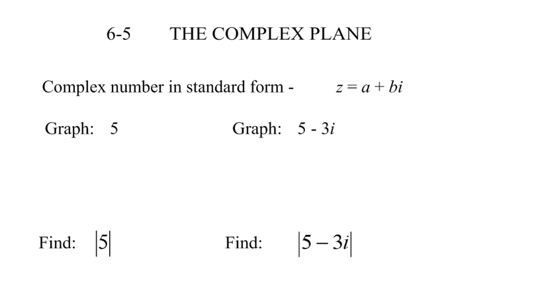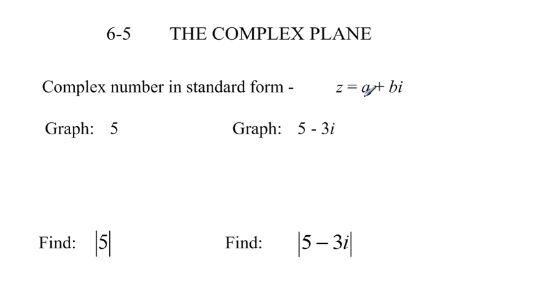All right, the final unit in this chapter is on what's called the complex plane. And the first thing I have up here is that a complex number in standard form can be written as z equals a plus bi. So just thinking in terms of what a complex number is, a complex number is a sum of a real part plus or minus an imaginary part. We've seen complex numbers before, so 5 minus 3i would be a complex number.